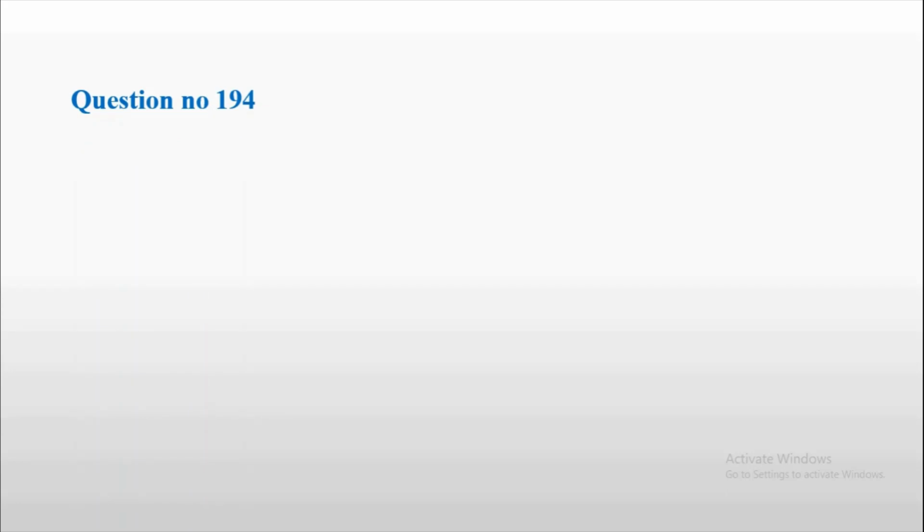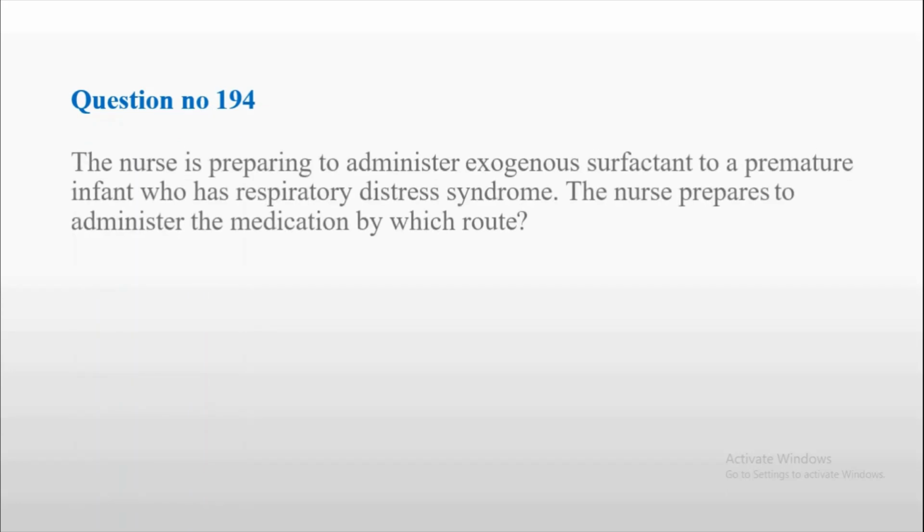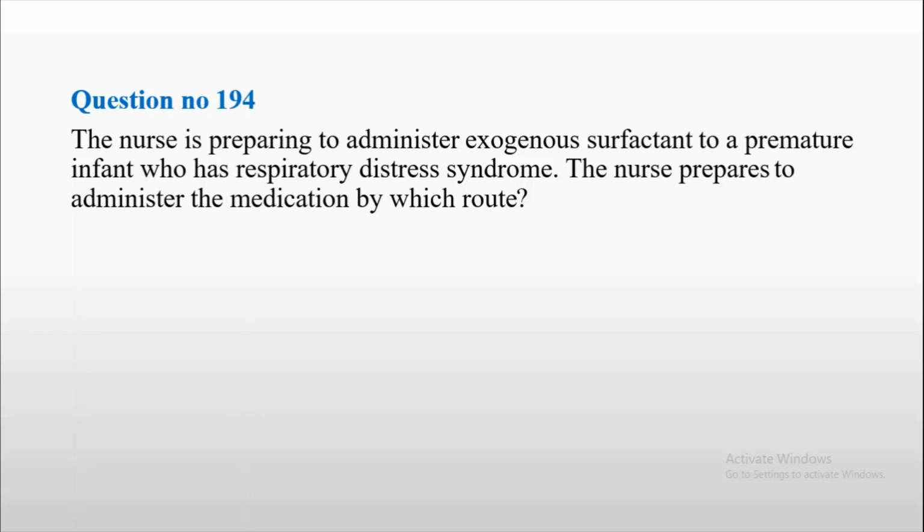Question number 194. The nurse is preparing to administer exogenous surfactant to a premature infant who has respiratory distress syndrome. The nurse prepared to administer the medication by which route? The options are number A, intradermal, number B, intratracheal, number C, subcutaneous, number D, intramuscular.